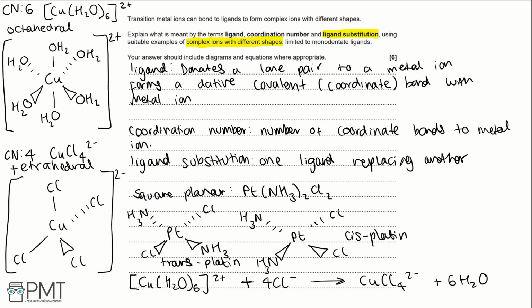And we also need to show ligand substitution illustrated with a balanced equation, which we have at the bottom, where we've shown how you can go from a complex ion with an octahedral shape to a complex ion with a tetrahedral shape through ligand substitution.